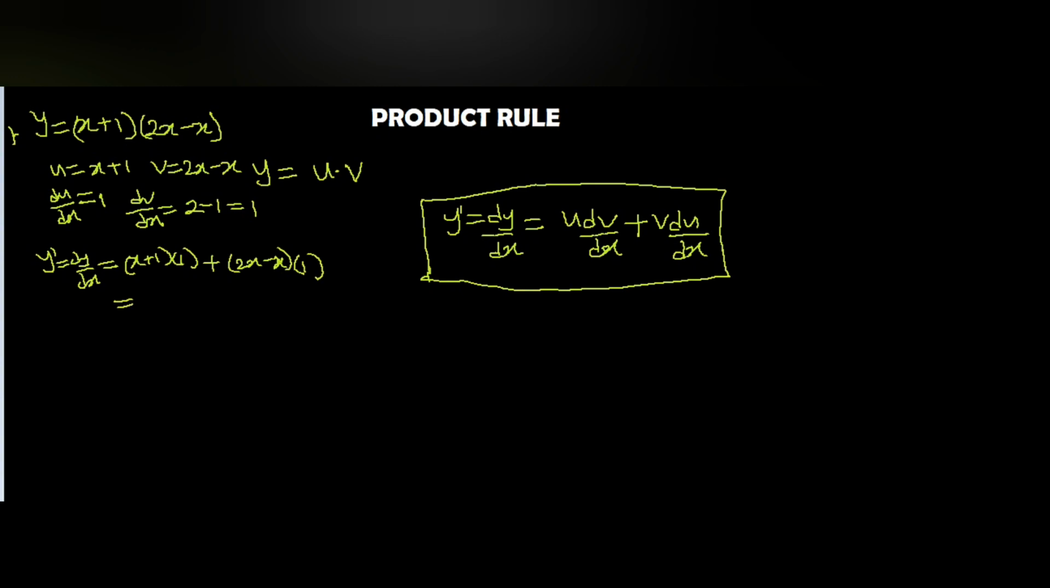So if you multiply this, we are going to have x plus 1 plus 2x minus x. Here, this is x and this is minus x. Then you have 1 plus 2x. So this is your y prime, dy/dx, and it's going to be equal to 1 plus 2x. Alright, let's take a second example.